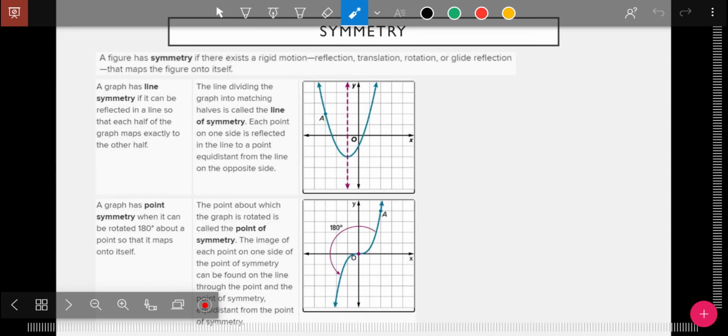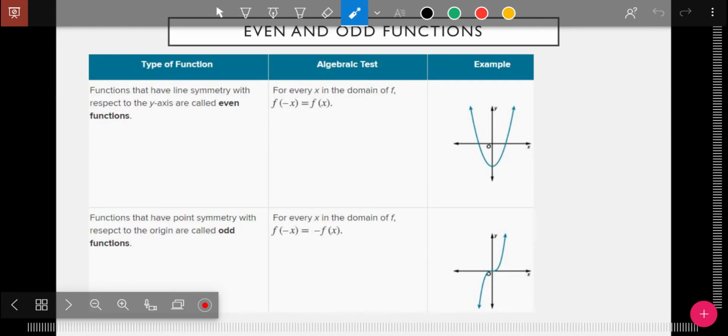Now, it is very possible that a graph would have no symmetry. I should point that out right now as well, but we're going to be checking for line and point. Next, we're going to be answering the question: is the function even or odd? There's multiple ways to do this. The first is just through symmetry.